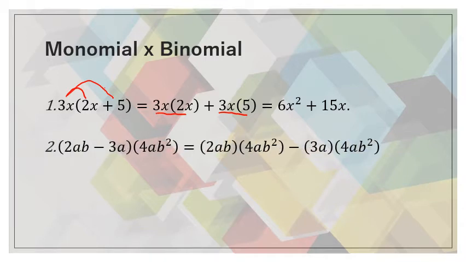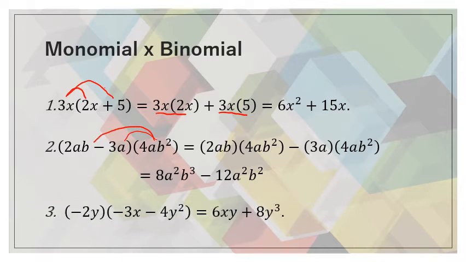Another example, if we have 2ab minus 3a multiplied by 4ab squared, then we will multiply this to here and this to here. So we get 2ab times 4ab squared minus 3a times 4ab squared. And so 2ab times 4ab squared is 8a squared b cubed, and 3a times 4ab squared is 12a squared b squared, and of course since we have a minus here, we also have a minus.